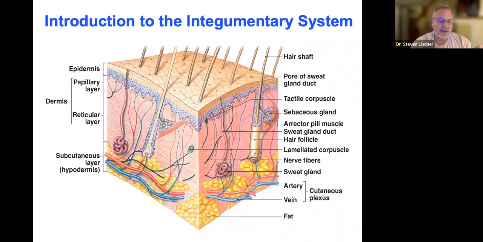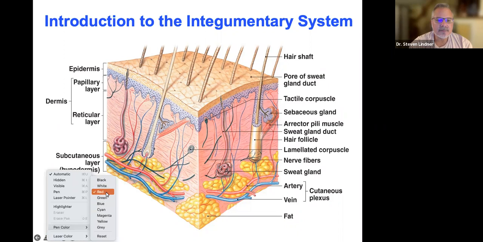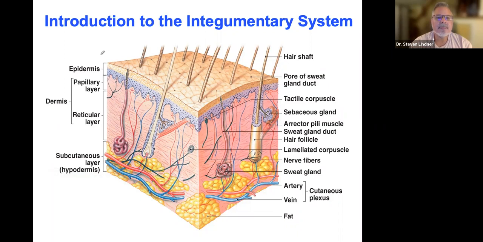The skin is made up of epithelial tissue. It's made up of connective tissue. There's muscle tissue, and there's nerve, all 4 types that we can find. So when we look at the skin, let's make this blue here. We have a few different layers.